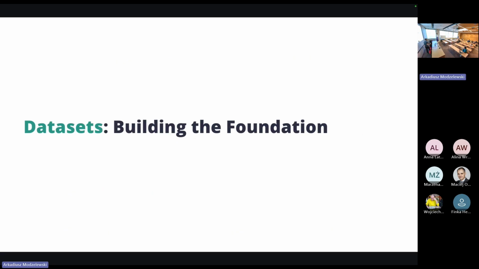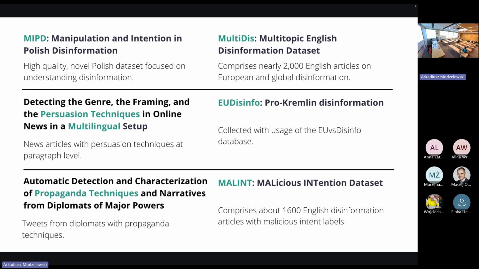Now it's time to present the datasets which I worked on. These are not all the datasets, but I will mention some of the most important. The most important datasets for me are especially MIPD, Multi-Dis, EU-Disinfo, and Malint, because this is something I published or I'm trying to publish, because Malint is under review now.